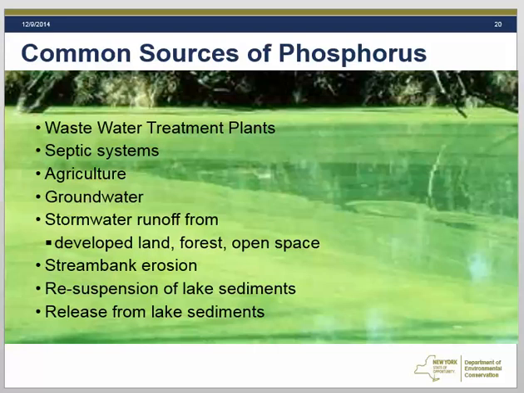Common sources of phosphorus that we try to capture with all of the input include wastewater treatment plants, septic systems, agricultural operations, often due to manure and fertilizer application. Groundwater also contains a small amount of natural phosphorus, but can also be influenced by how the overlying land is used. Stormwater runoff can contain different amounts of phosphorus depending on the land use, such as developed lands or forest. Erosion of stream banks can contain phosphorus, since there's often some phosphorus attached to the soil particles.